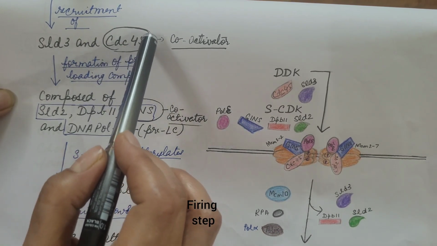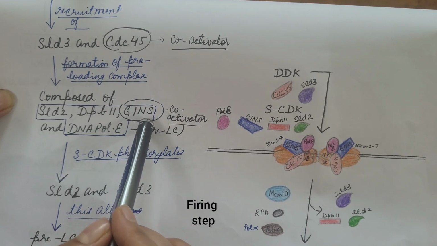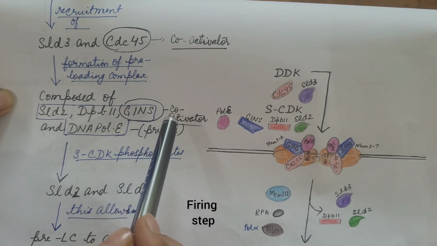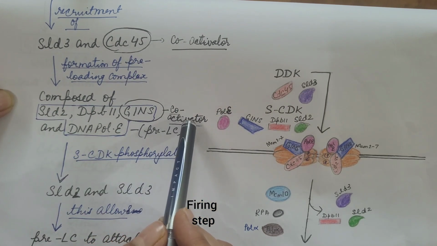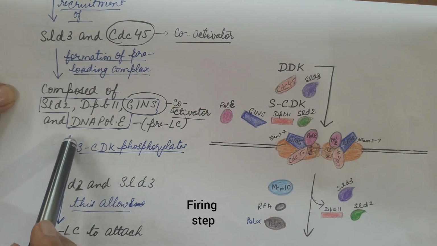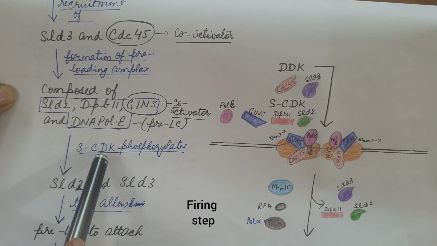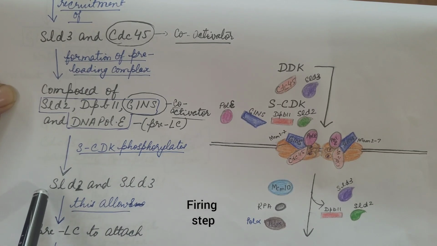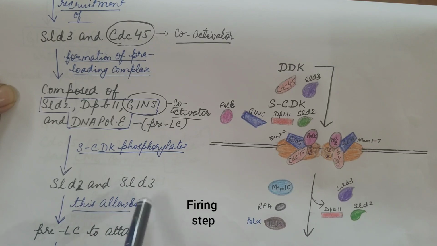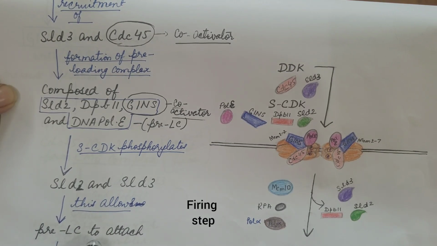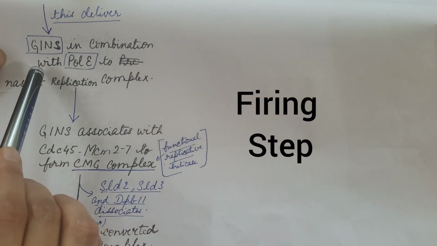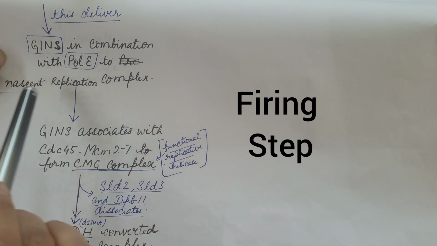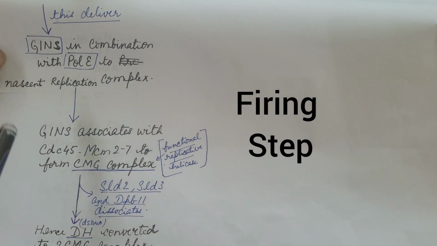Here CDC45 and GINS are helicase coactivators. This is the first helicase coactivator and this is the second helicase coactivator. Now SCDK, that is S-phase cyclin dependent kinase, phosphorylates SLD2 and SLD3 proteins. This allows the preloading complex to attach. This delivers GINS in combination with DNA polymerase epsilon to the nascent replication complex.